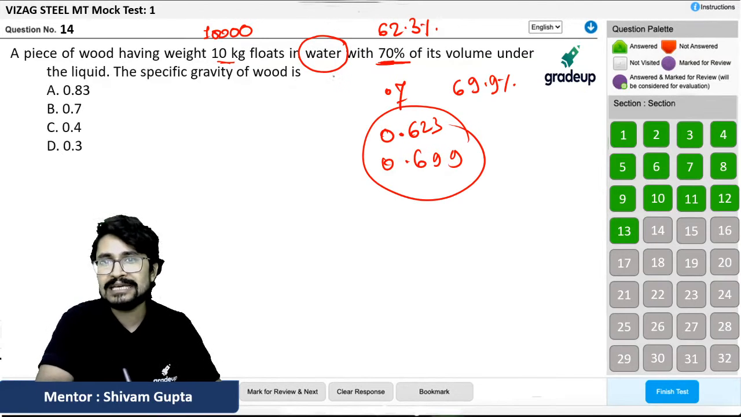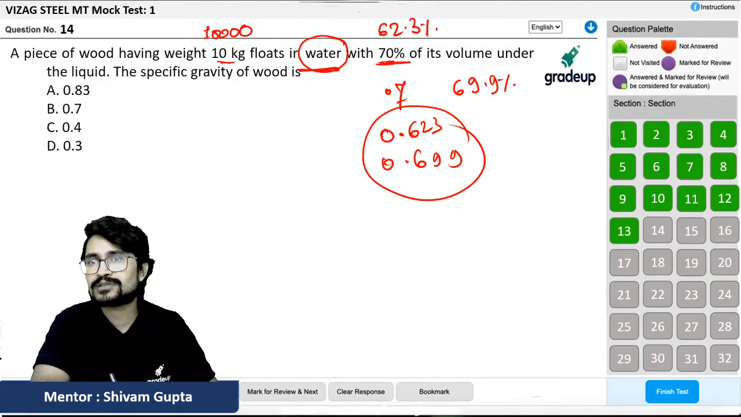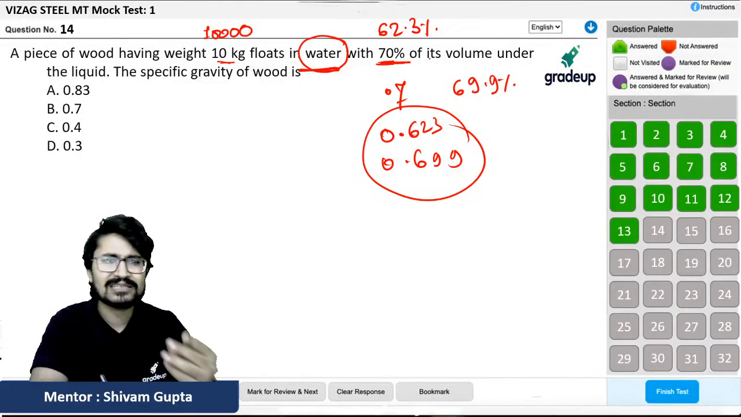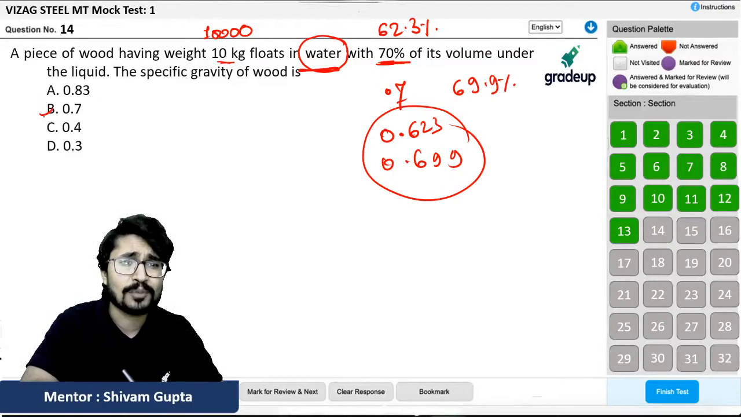You have to see, if water is given, then what percent of the volume is under the liquid, right? So you will get the answer at your fingertips. So the answer will be option number B.